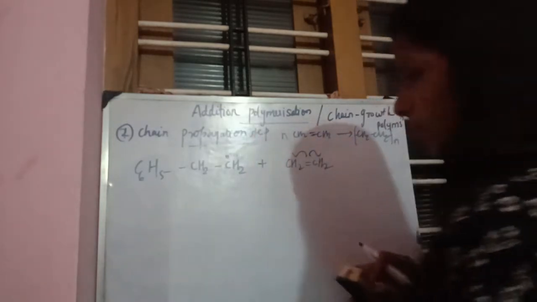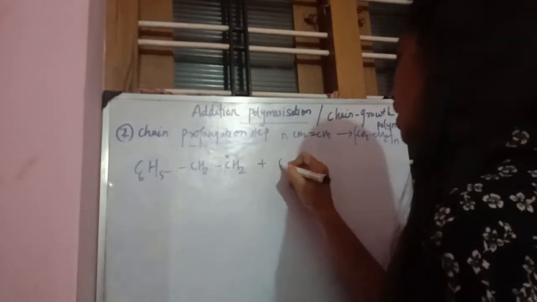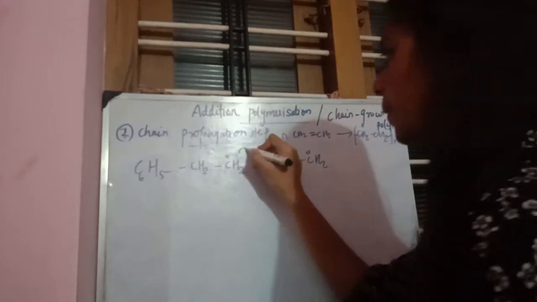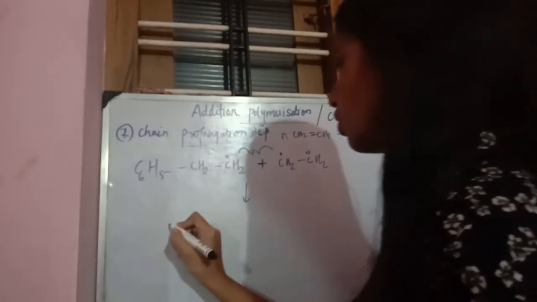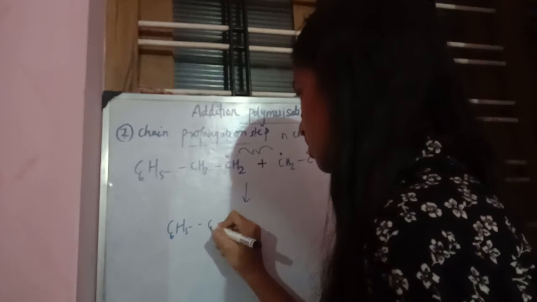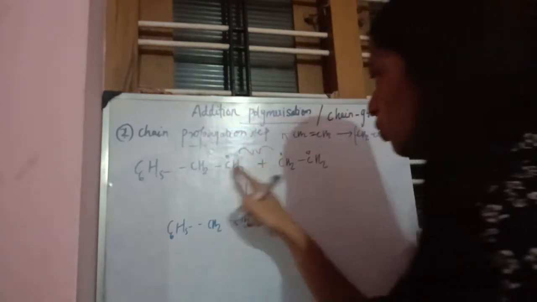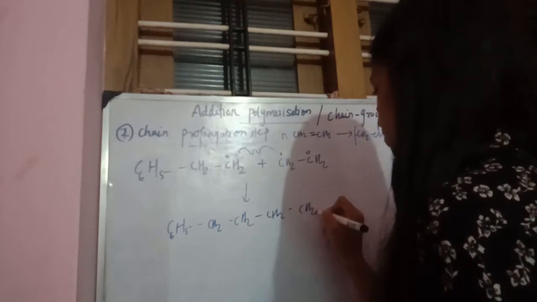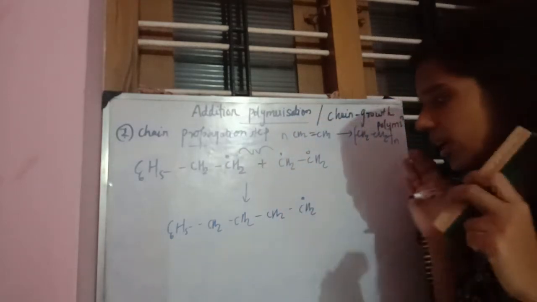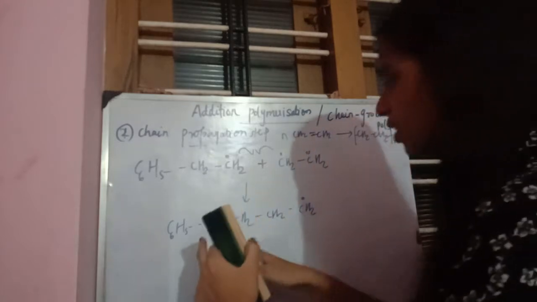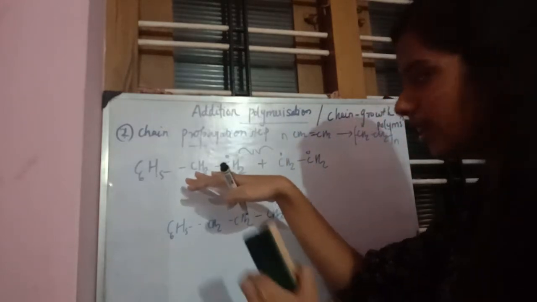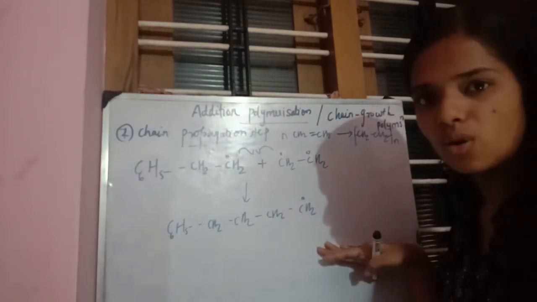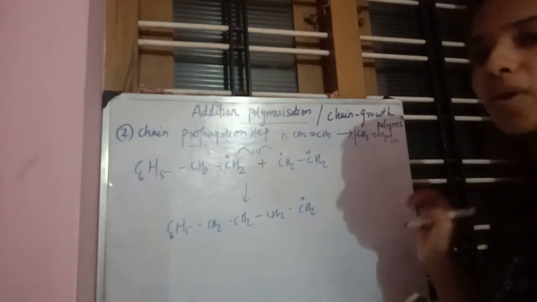Here homolytic fission takes place, and these two combine in order to form a product like this, CH2. A new bond is formed between these two, and this is again a radical. Here you can clearly see that the chain is elongating, right? Comparatively the chain has elongated. That is why it is known as chain growth polymerization.